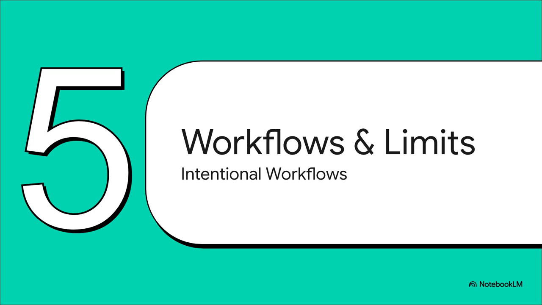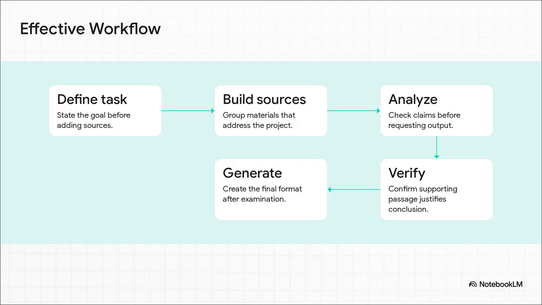Section 5, Workflows and Strict Limits. If you want to preserve that source continuity, your workflow really has to be an intentional journey. First, you define a highly specific task. Then, you build a coherent source set, ruthlessly keeping unrelated documents out. You actively analyze and interrogate the claims before you ever ask for a polished output. You open those citations to verify that the supporting passage actually justifies the conclusion. Only after you have interrogated the evidence do you finally generate your polished format.